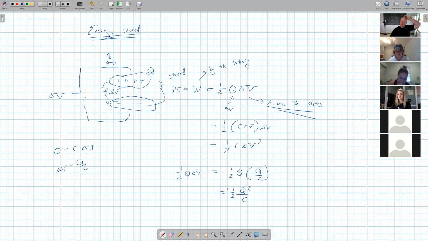So basically, what we have is the work done, which is equal to the potential energy, is equal to one of three forms. It's either 1/2 the charge times the potential across the plates, or it is 1/2 the capacitance times the potential across the plates squared, or it's 1/2 times the charge stored on the plate squared divided by the capacitance. Any one of these three are the same thing. All of these represent the energy which is stored.